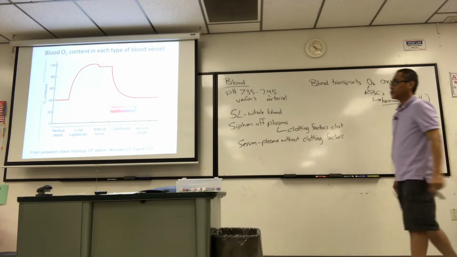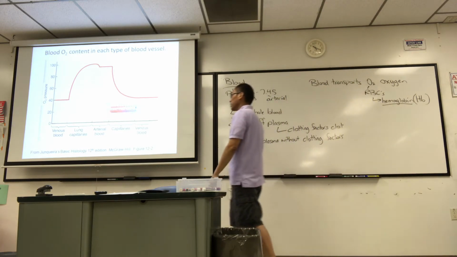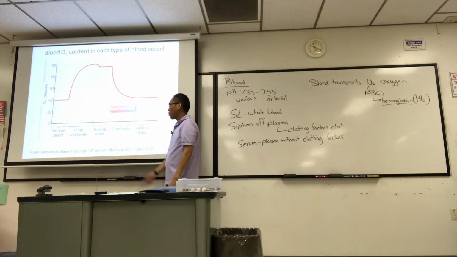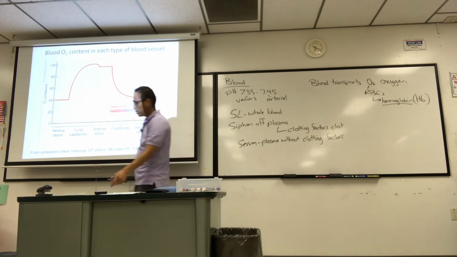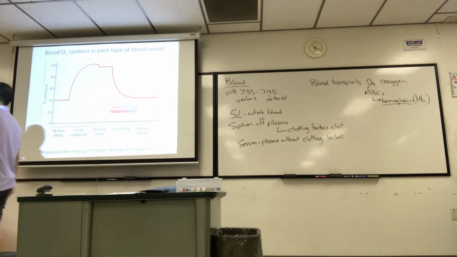We'll get to that. But anyways, you can see that blood is oxygenated in the capillaries of the lungs, and that you just drop off that oxygen at the systemic capillaries. More on that later, but basically you pick it up and drop it off. Okay, great. So that's the most important function of blood.